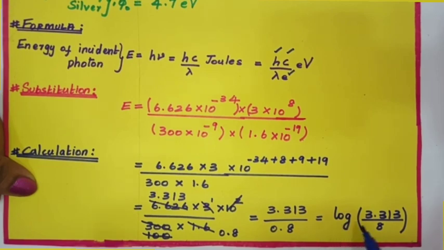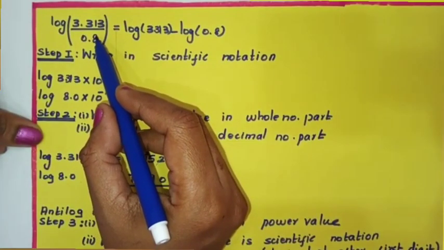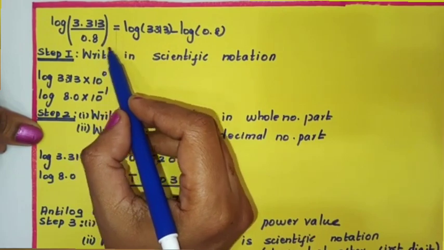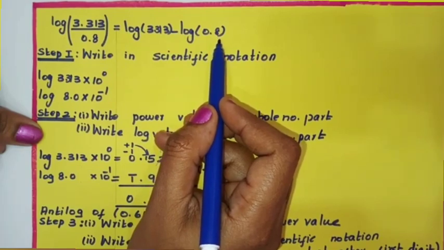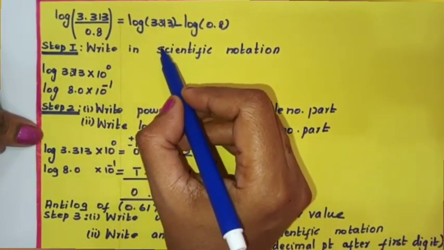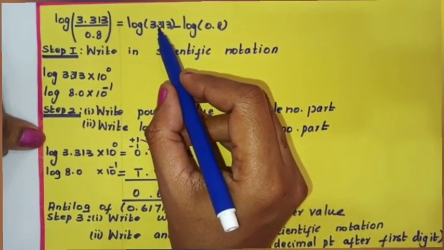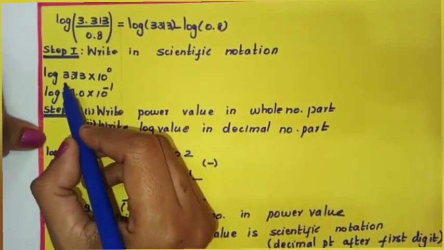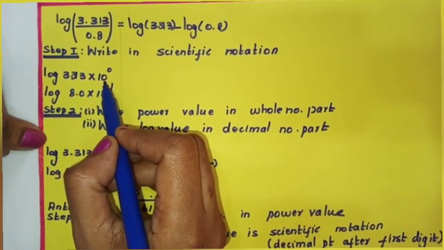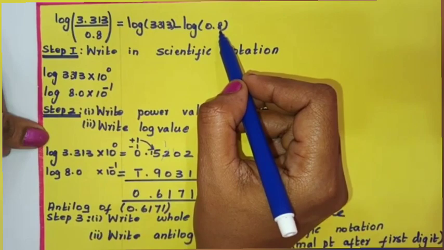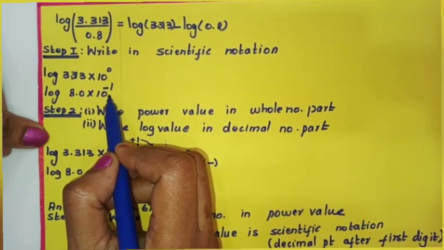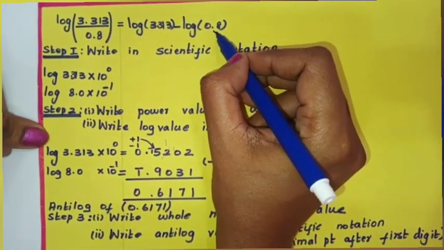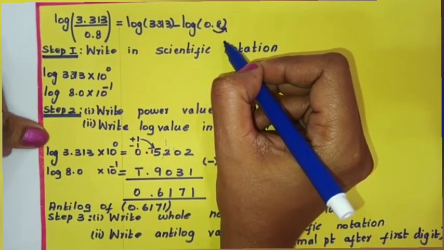Now we can introduce log. Log of 3.313 divided by 0.8 is nothing but log of 3.313 minus log 0.8. In step 1, we have to write the given number in scientific notation. So the number 3.313 is written as log of 3.313 into 10 power 0. And the number 0.8 is written as log of 8.0 into 10 power minus 1, because I have to bring the decimal to this side.